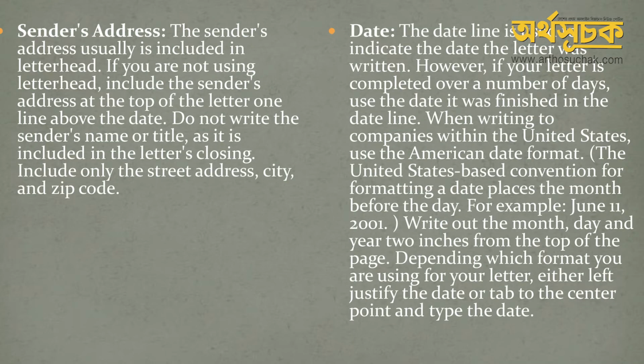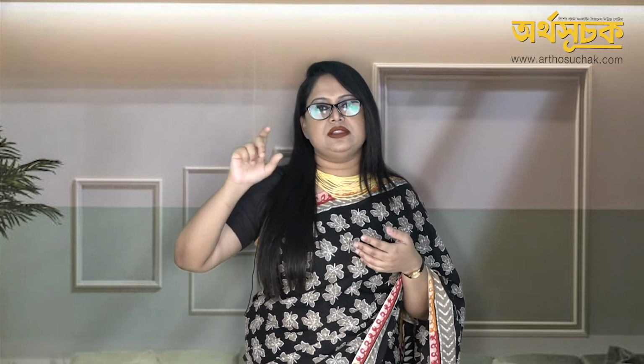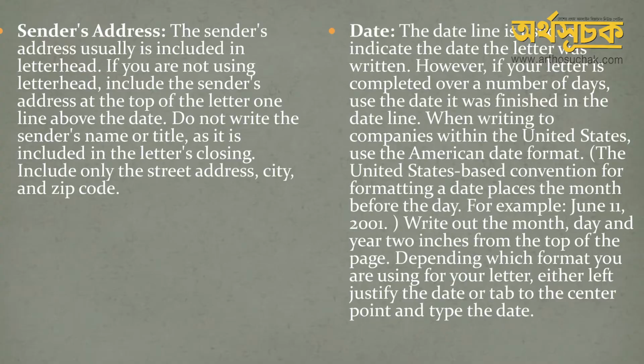When writing to companies within the United States, use the American format. The United States based convention for formatting a date place the month before the date. For example, June 11, 2001. ফার্স্টে তারা মান্থ লেখে, তারপরে ডে, তারপরে আসে ইয়ার.